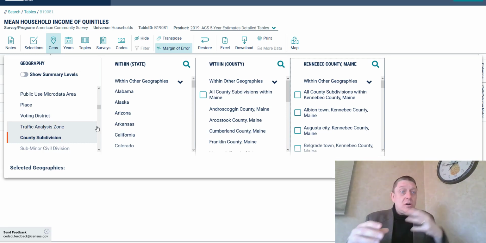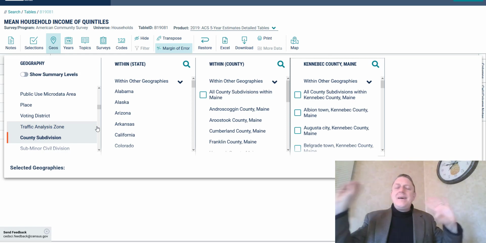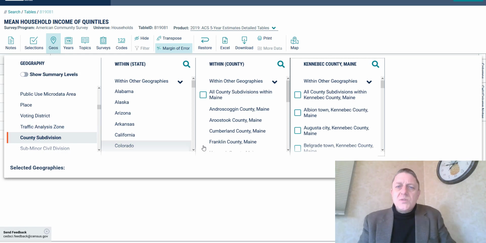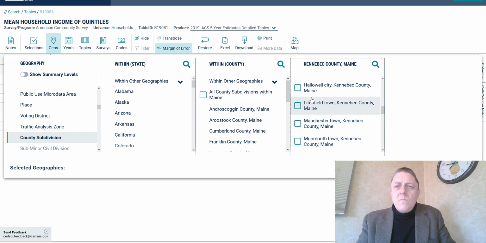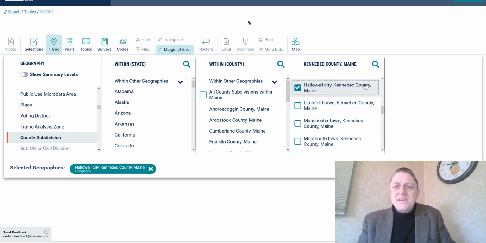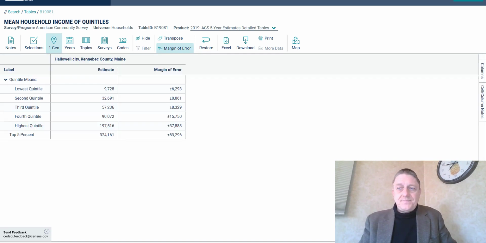Now, in different places there may be different names for what these things are. Some places have villages as well as towns or official hamlets, and it can be complicated, but this is how it works within the state of Maine. And I'm going to look at Hallowell. Here we are, Hallowell City, Kennebec County, Maine. Sounds good? Let's close this and see what we've got.